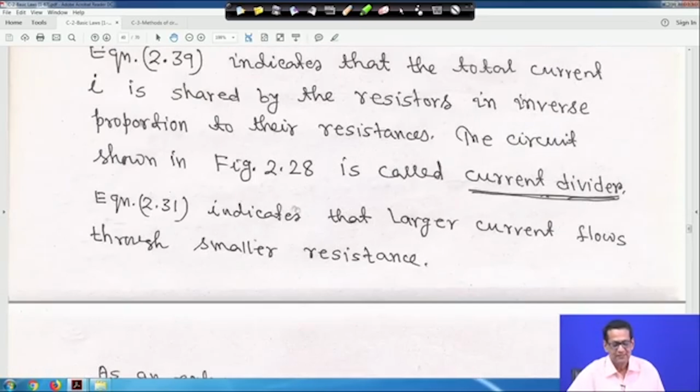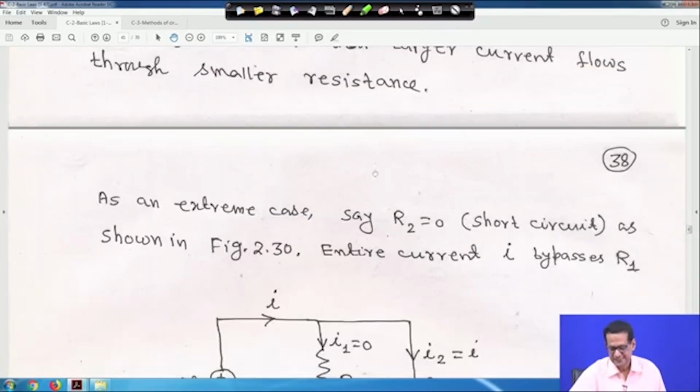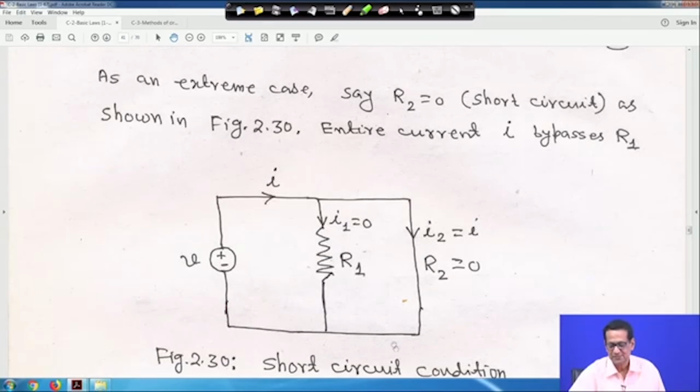So, it indicates that the larger current flows to the smaller resistance, is that understandable to you, right. As an extreme case, say R2 is equal to 0, short circuit, as shown in figure 30, the entire current I bypasses R1. If it is a short circuit, then R2 is basically 0, right. That means the equivalent resistance Req is equal to R1 into R2 by R1 plus R2, so Req will become 0. So, it is a pure short circuit. If you make either R2 equal to 0 or R1 equal to 0, either of these is a short circuit, and both 0 is also a short circuit, right. So, it is a pure short circuit.